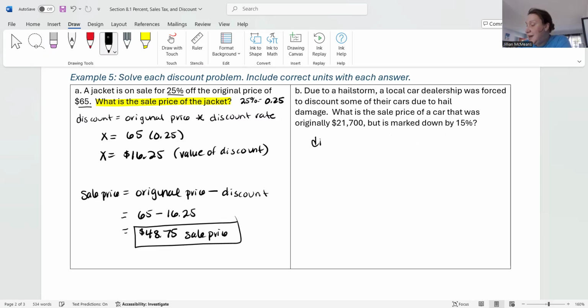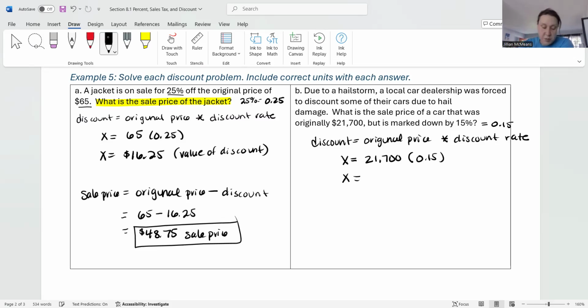So we know that the discount, the actual dollar value of the discount, is equal to the original price times the discount rate. I'm so sorry about that goof. All right, the discount is what we don't know. We don't know the actual dollar value of the discount, so we're going to say it equals X. We do know the original price of the vehicle is $21,700, and we want to multiply that by the discount rate. This car is being reduced by 15% of its original price, so 15% equals 0.15.